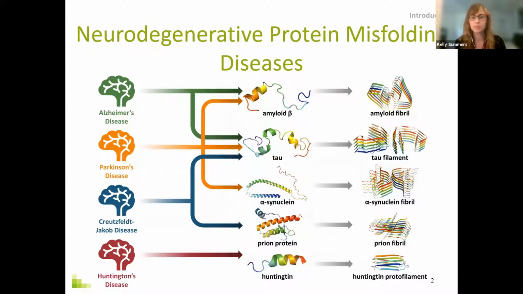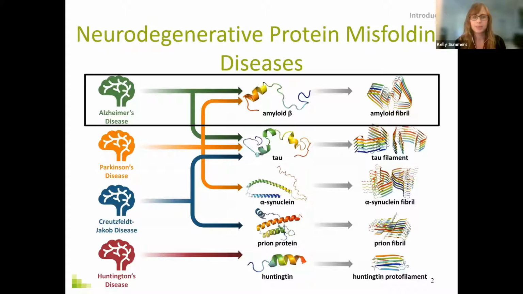And once these peptides have aggregated, they can form fibrils or filaments, and in this case, within the brain. And today I'm going to be focusing on Alzheimer's disease and one of the misfolded proteins called amyloid beta, which forms amyloid fibrils and eventually can form amyloid plaques within the brain.